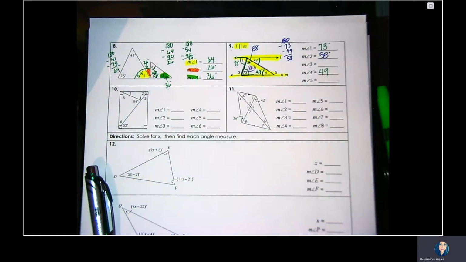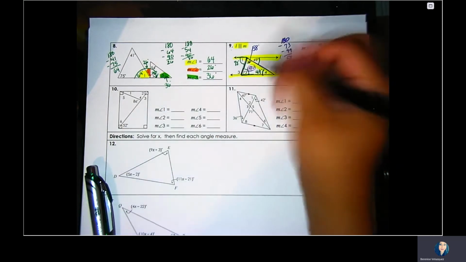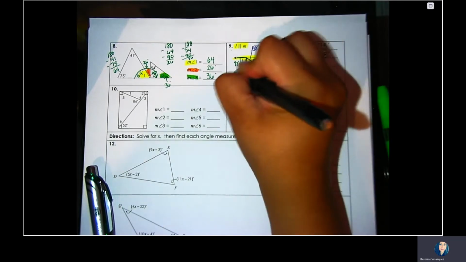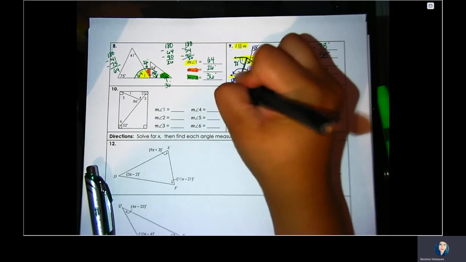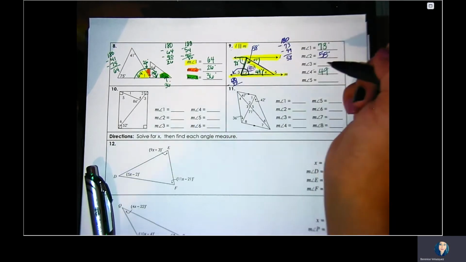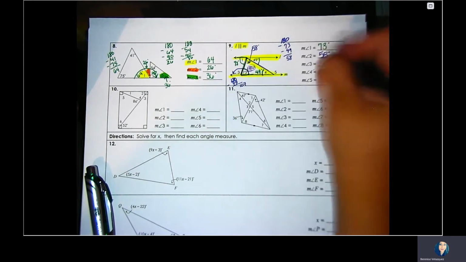Okay, now to get the two remaining pieces, there's a few ways you can do it. I always like to think, whenever they're right beside each other, I just like to think of them as 180 minus 73 because it's a straight line. That's my go-to every time. So for angle 3, that would be 107.